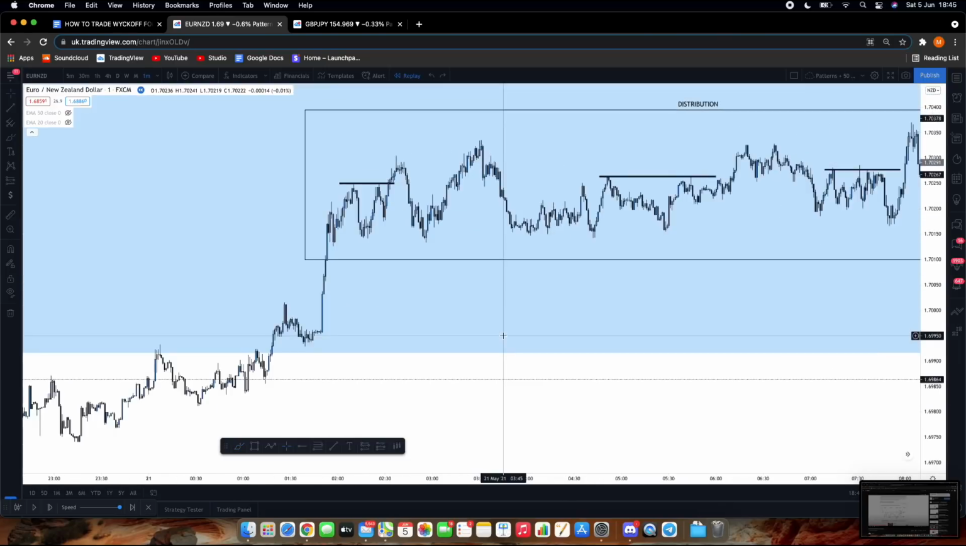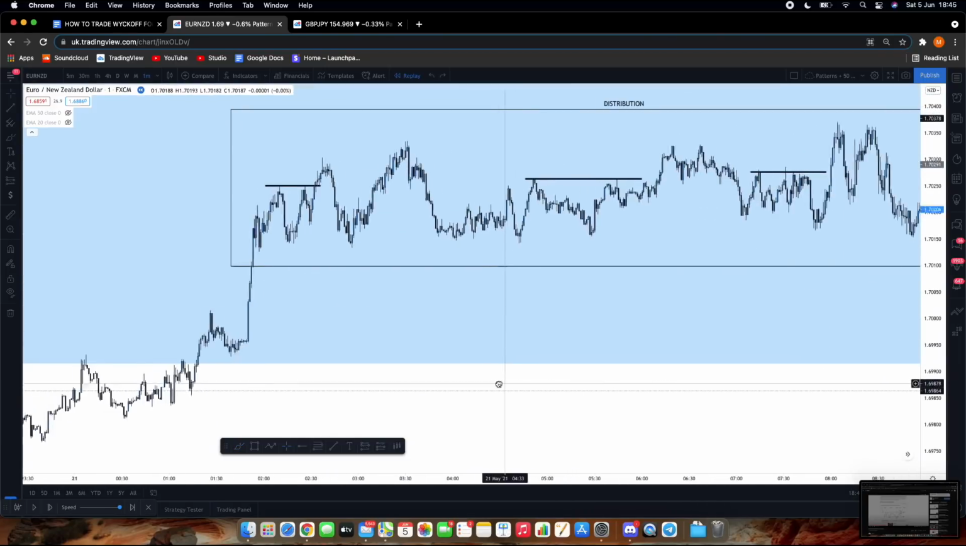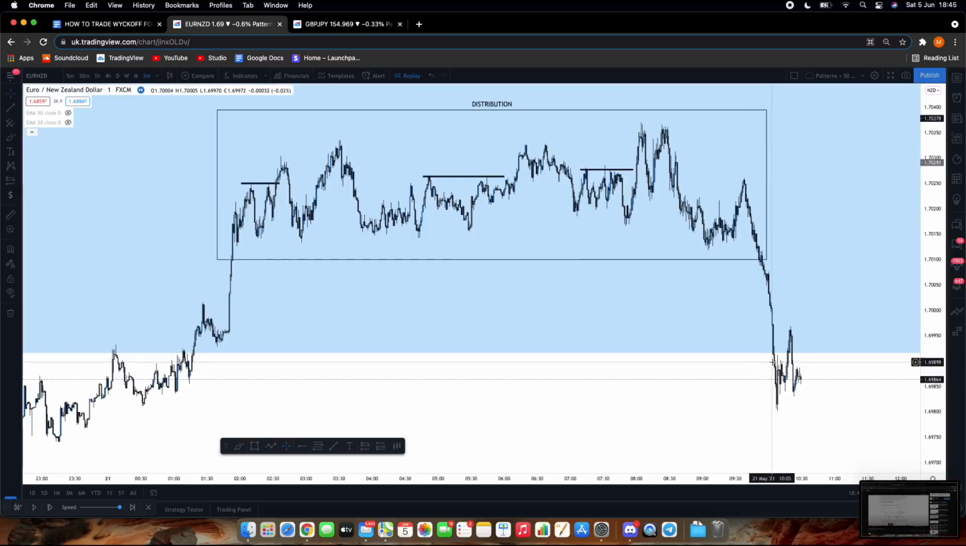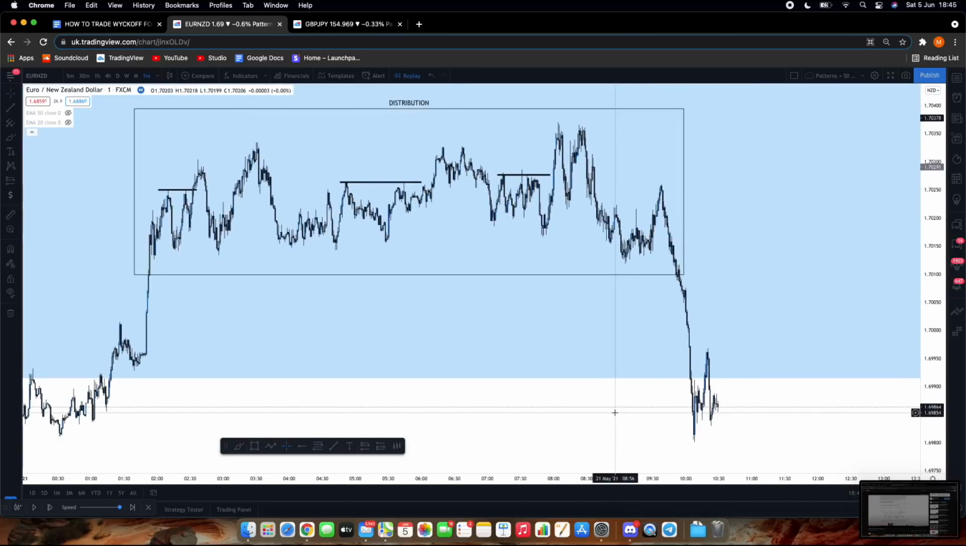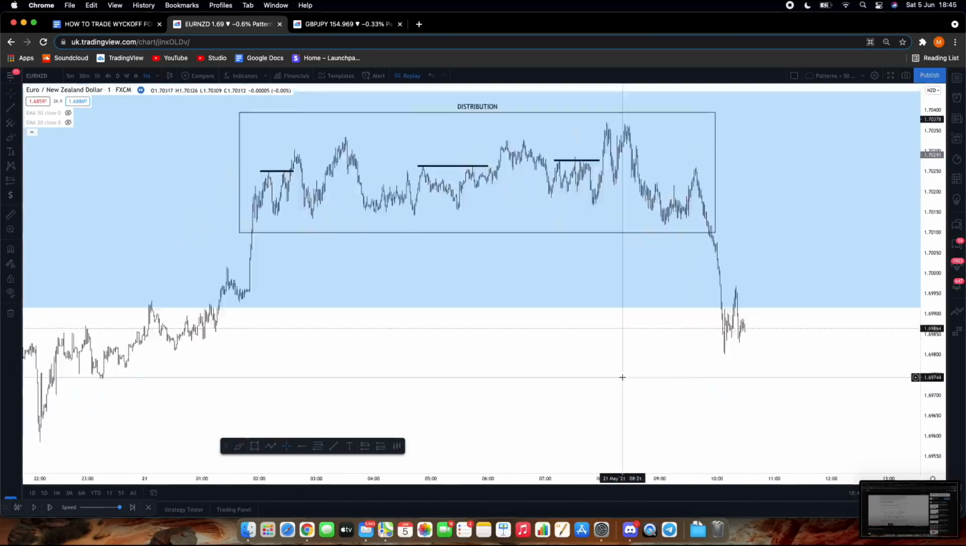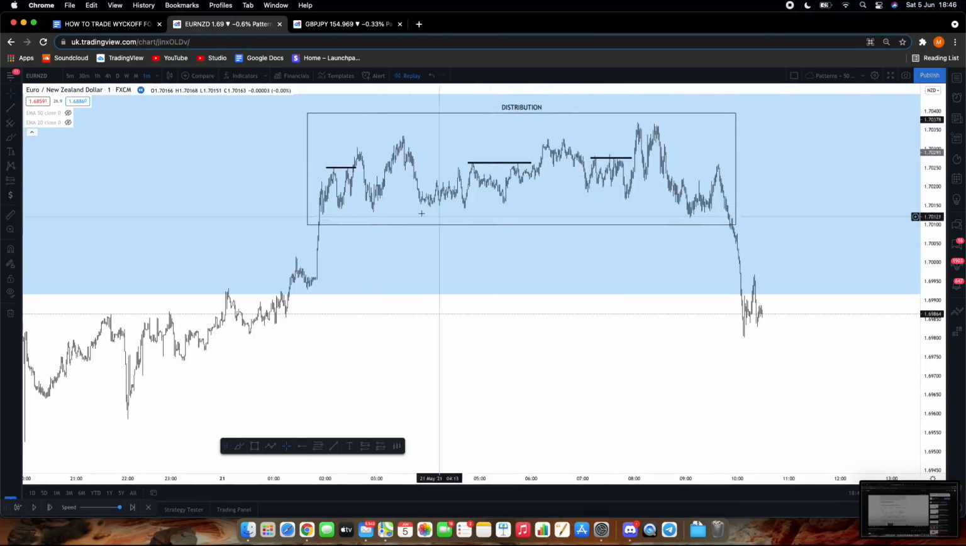Flash crashes are not good for anyone. Of course, they're good for people that are shorting, but for most people in the market, they are a worst case scenario. And Wyckoff helps get rid of that and helps minimize the risk of that happening. I hope that makes sense.